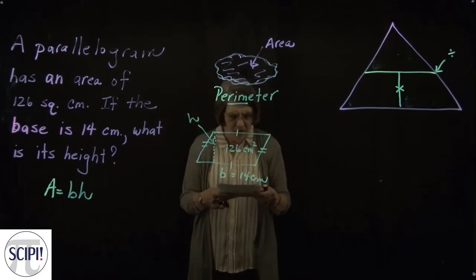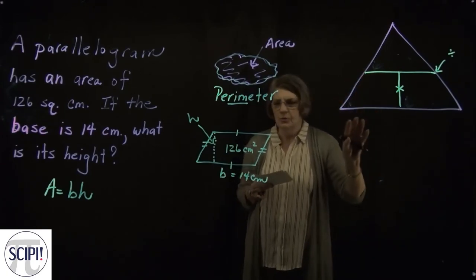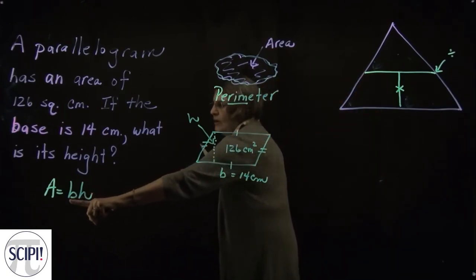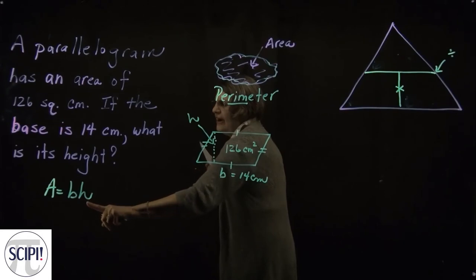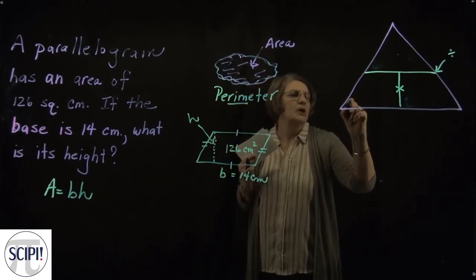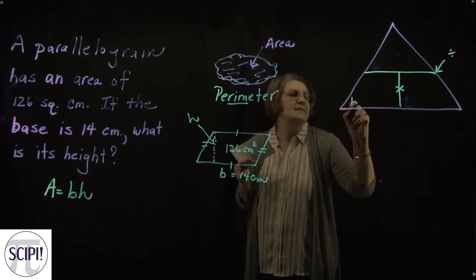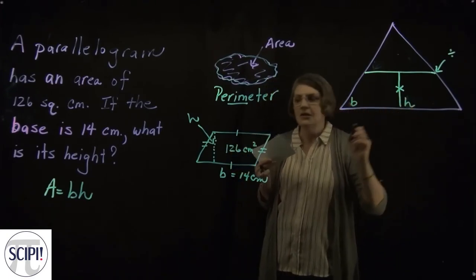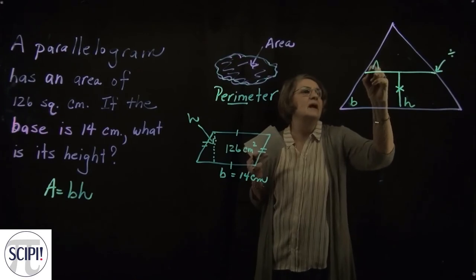So let's go over, and what do you think we're going to do? Let's look at our formula again. What is going to go at the bottom of our graphic organizer? Somebody? All right, Alicia, you're right. We're going to put base here and height here, so that leaves area up here.